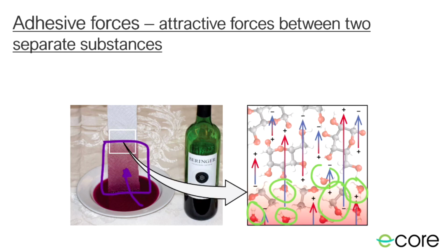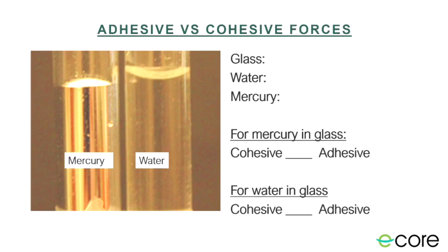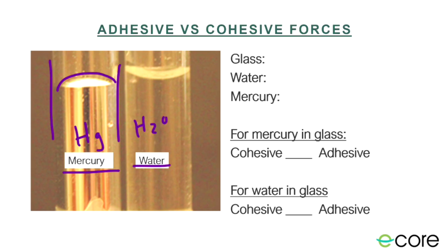Now, if we compare the adhesive forces to our cohesive forces for different substances, we get interesting results. Let's compare our adhesive and cohesive forces. If we take a look here at mercury, that's just the metal Hg, it makes this sort of concave up shape right at the top. And next to it is glass, okay? And if we compare that with water, which we know is H2O, it makes this concave down shape. Okay, two different shapes. Why does it do that? Well, it all has to do with cohesive and adhesive forces.